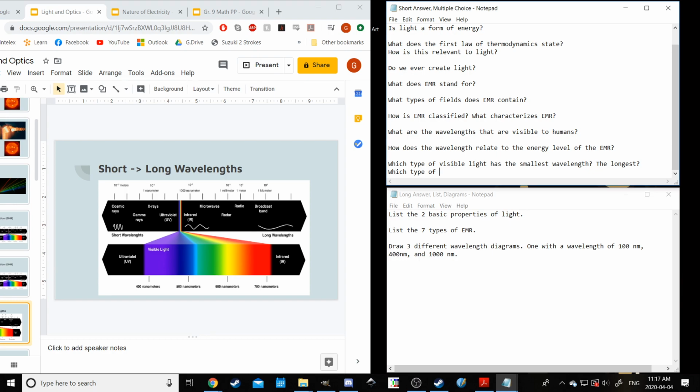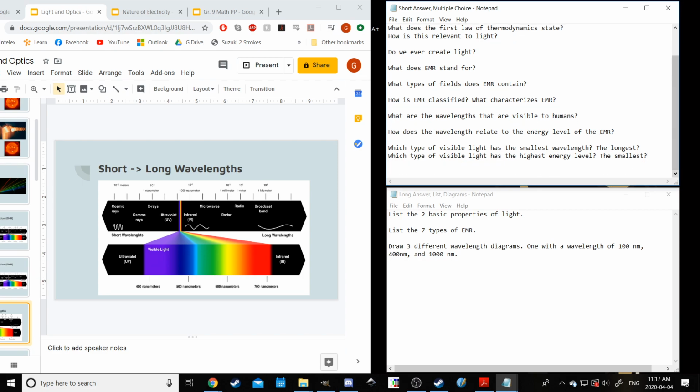which type of visible light has the, let's say, highest energy level. So I think each of those questions could be asked, and they kind of test the same thing, but in a different way. So each of those is probably important to know.